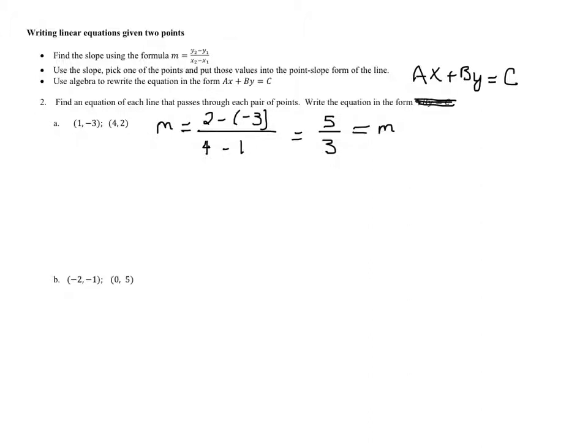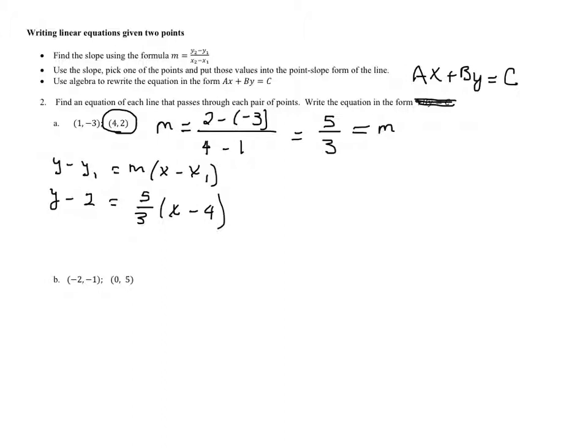And now we're just going to pick one of the points to use to get the equation. I'm going to pick the easier of the two, which is nice and positive. And we're going to use y minus y1 is equal to m times x minus x1. So now we can just plug in and do lots of algebra. y minus 2 is equal to 5 over 3 times x take away 4. Okay, so we have that.